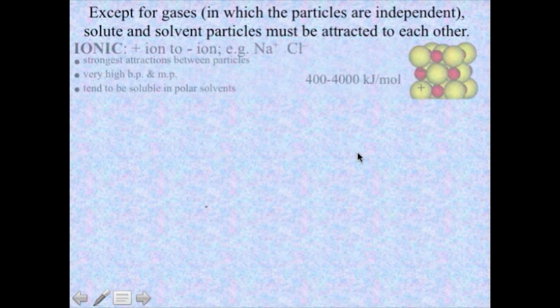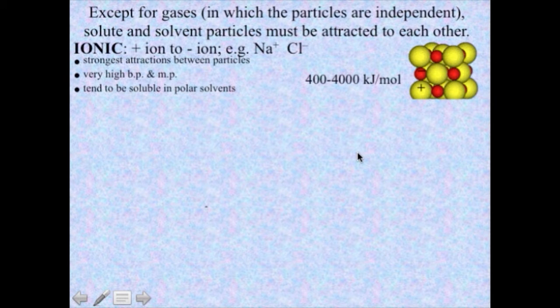Except for gases in which the particles are independent, solute and solvent particles must be attracted to each other. So there's ionic attractions. For example, when a positive ion is attracted to a negative ion, sodium chloride.